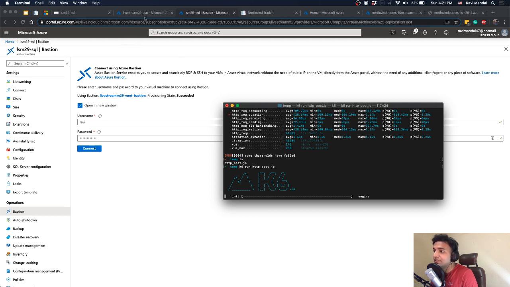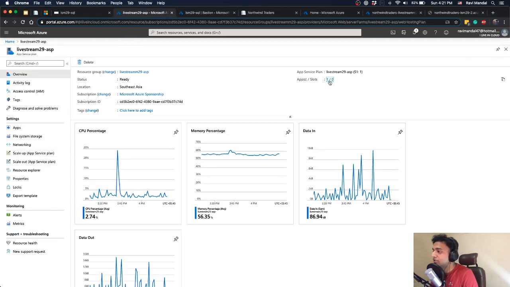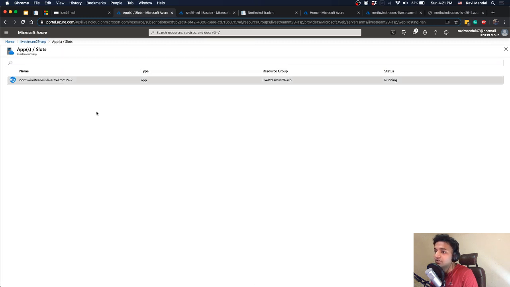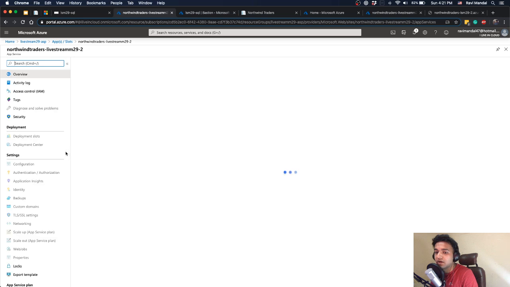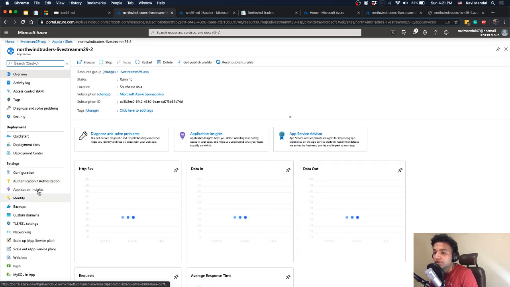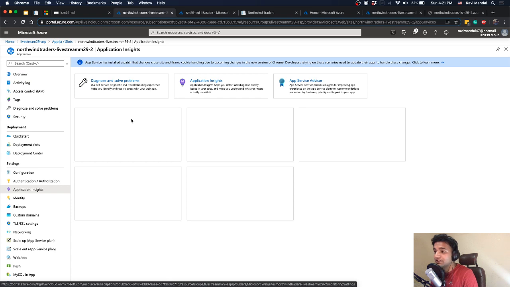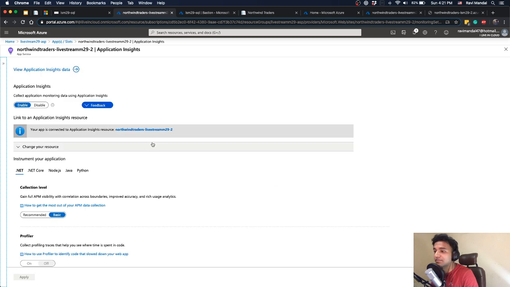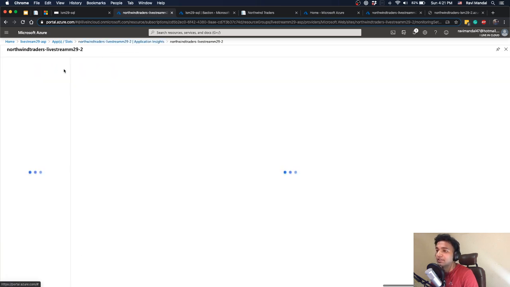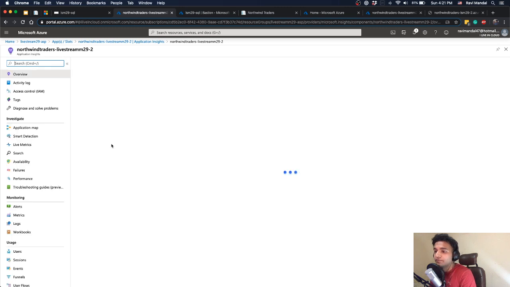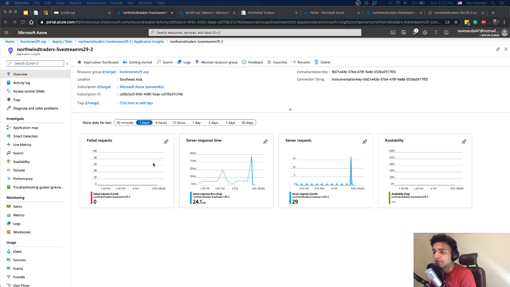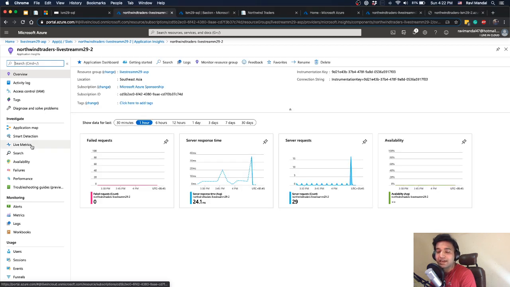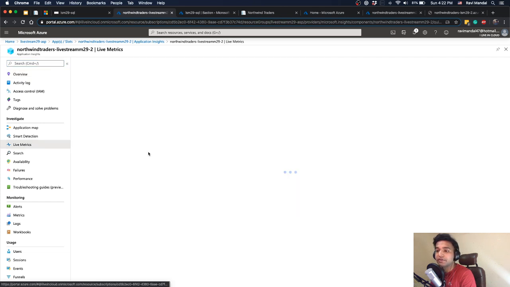In this application, I have set up centralized logging using Application Insights. Application Insights is where you will get all the metrics for your system, all the logs, all the stuff that is happening in your system. Let me show you what's happening there. I can go and click on Live Metrics. The live metrics will show me exactly what's happening in the system right now.